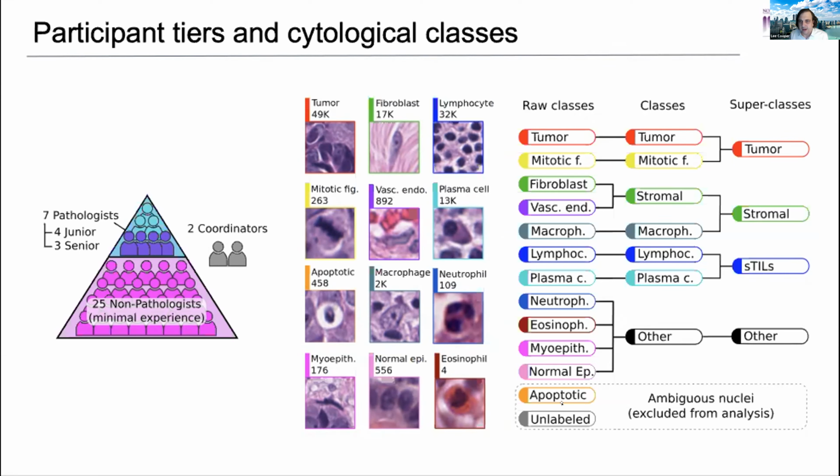And then we defined these groups. So we have the raw classes that were annotated. This includes all different kinds of cell types, some that are very uncommon, like these eosinophils, for example. And then when we're doing our analysis, we're essentially grouping these into different classes: tumor cells, cells you find in the stroma, immune cells, and other types of cells. We call those superclasses.